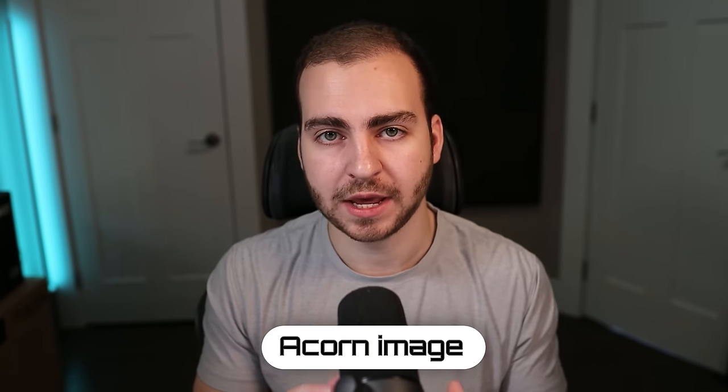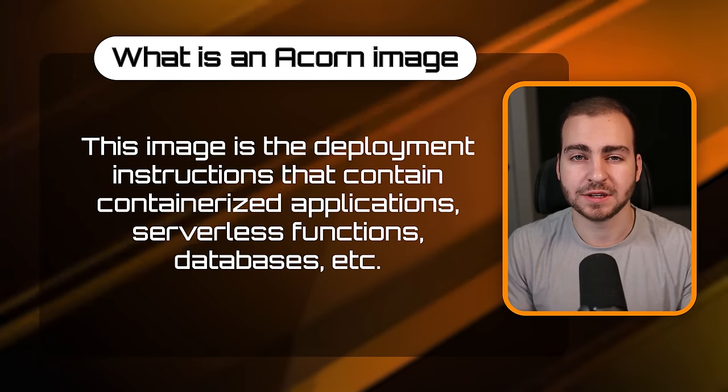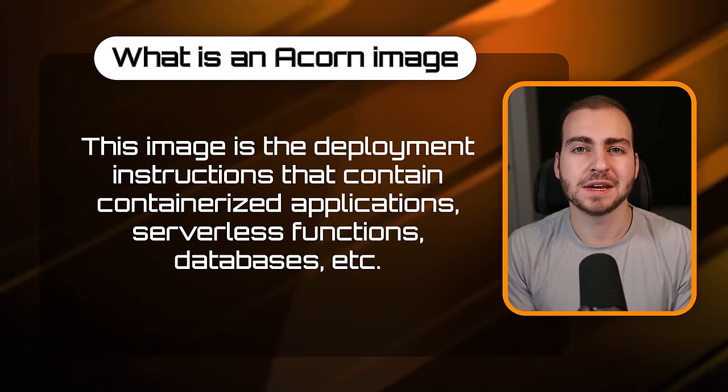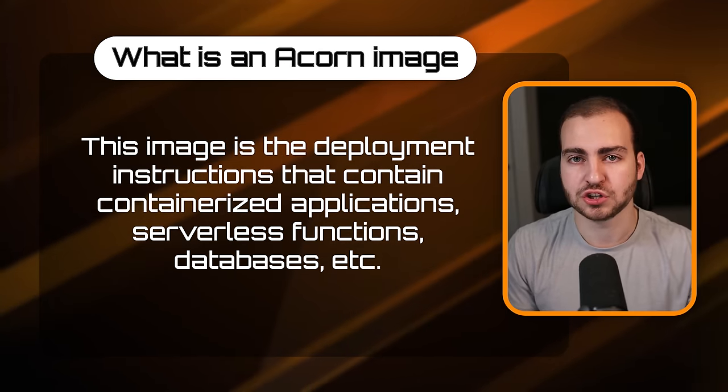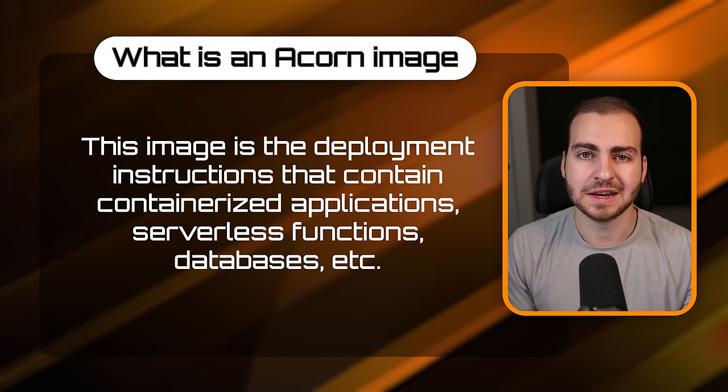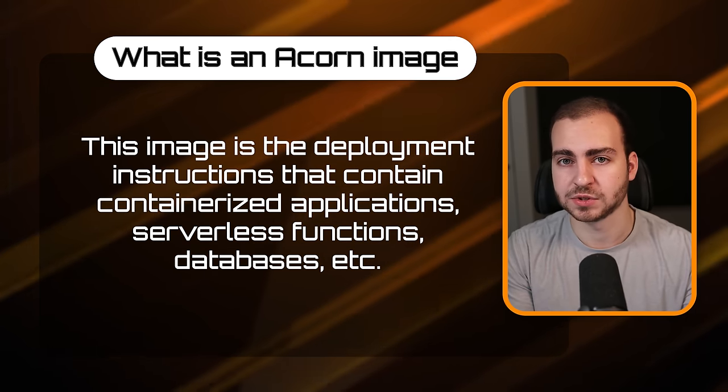Now, the way it works is that you can create something known as an Acorn image. This image is essentially the deployment instructions, and this can contain containerized applications, serverless functions, databases, really any type of resources that you want. The idea is you make a simple Acorn file. This will accompany a Dockerfile in your application, and you can simply push an image to some kind of registry, and then other people are able to access that image and deploy the app with literally one click. You'll see what I mean, and I can show you a quick demo here.